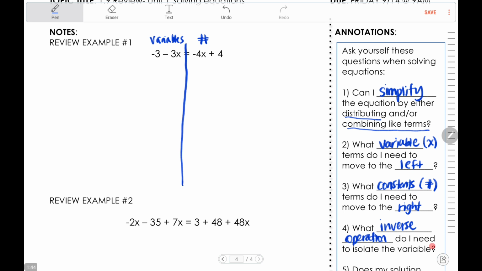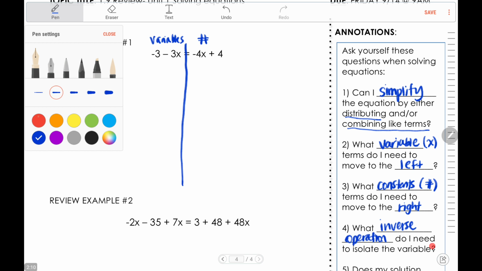Great. So I want to see, can I simplify? I'm looking on the left-hand side, can't simplify anything. These aren't like terms. Neither are these two on the right-hand side. So step number 1, I'm done. Number 2, what variable terms do I need to move to the left? Well, negative 3x is already here. I'm good. Negative 4x is on the wrong side.